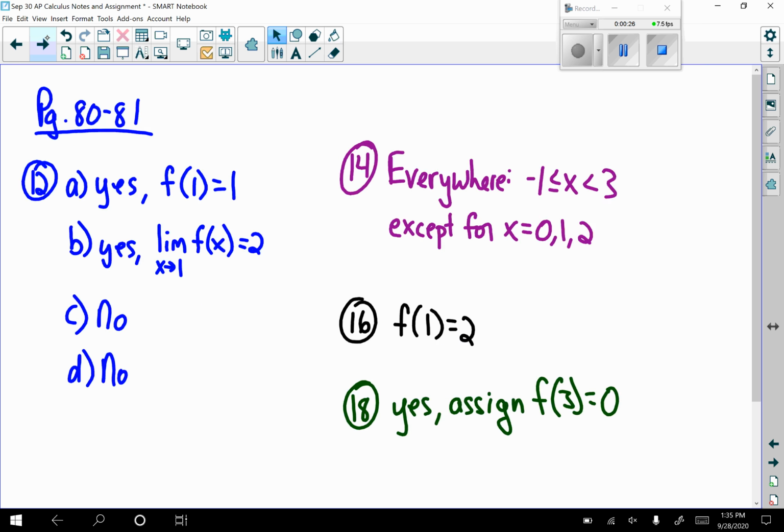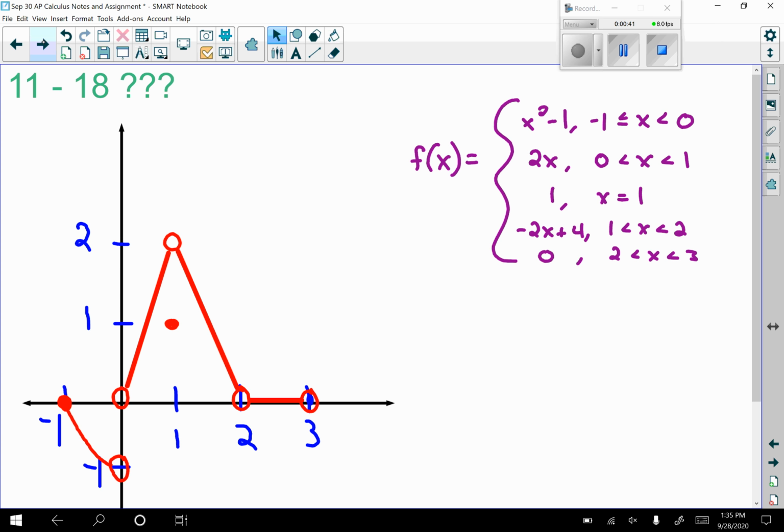All right, here are the answers to the even problems from section 2.3, the textbook exercises. Now I'm going to take a look at a couple of the odd problems that I have in mind. But let me know, even on 11 through 18, they gave you this piecewise function along with the graph and then just asked you different questions for each type of problem. So again, let me know if you have any questions over these.